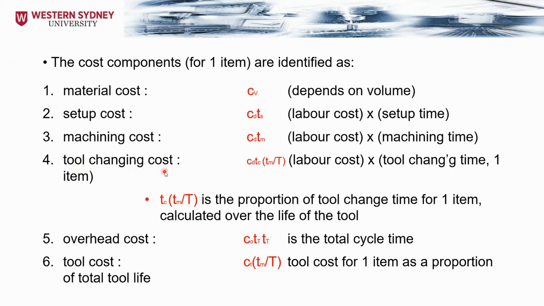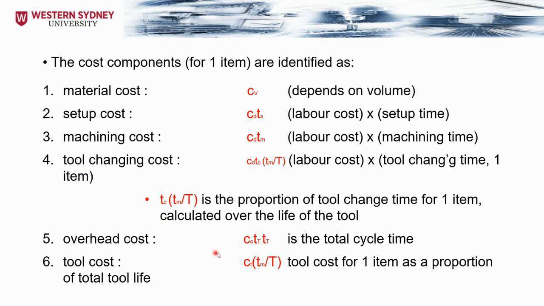Now, the tool changing cost is going to be equal to labor cost multiplied by the tool cost multiplied by the time required for changing one item. So it's going to be time of the machining divided by the tool life. Now, for example, the time of the machining is 30 minutes, but the tool life is going to be 3 hours. Then the TM over the T is going to be 0.5 divided by 3, and this will make it something about 0.15 as a factor. We multiply it by the tool cost, and then multiply it by the labor cost.